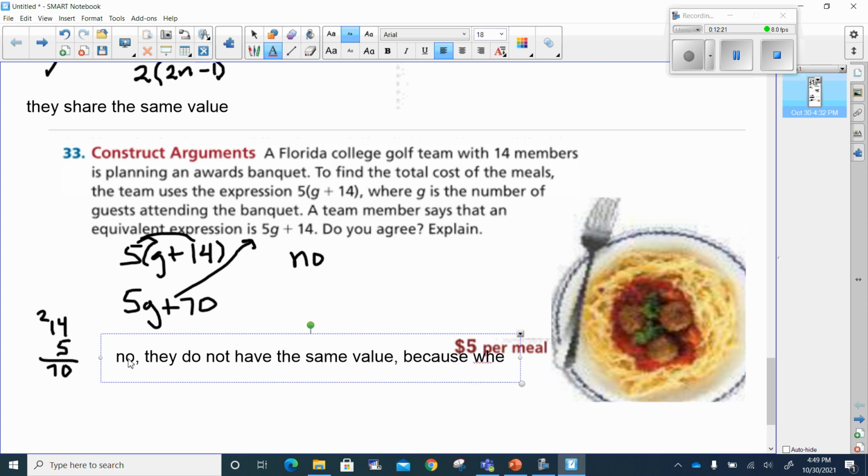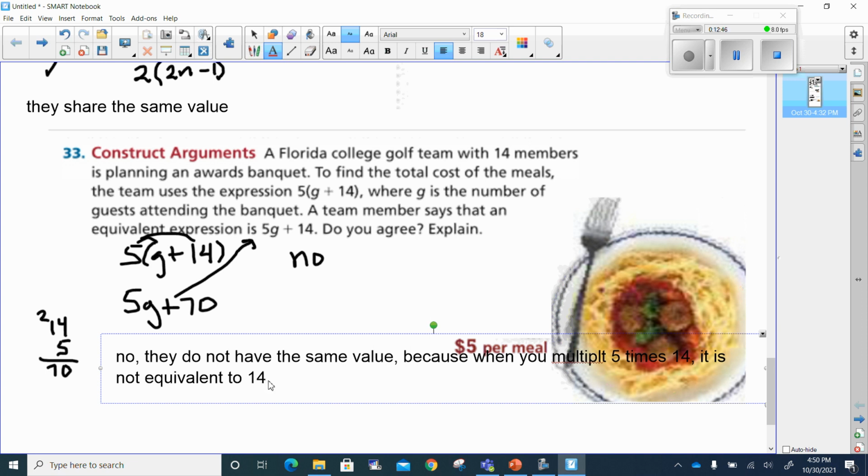Because when you multiply 5 times 14, it is not equivalent to 14. It is 70.